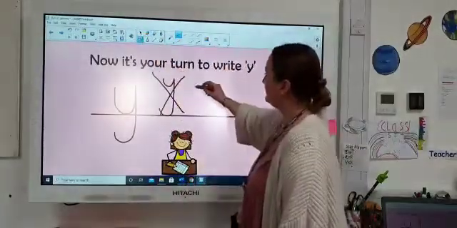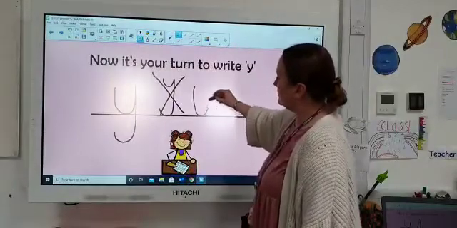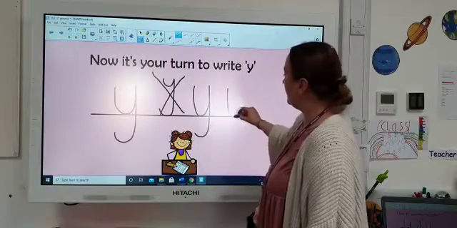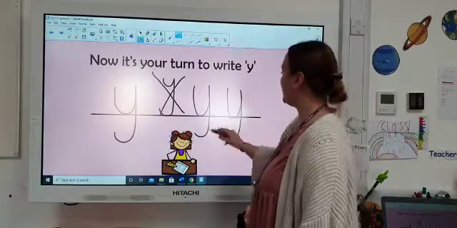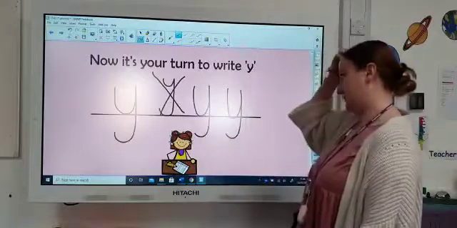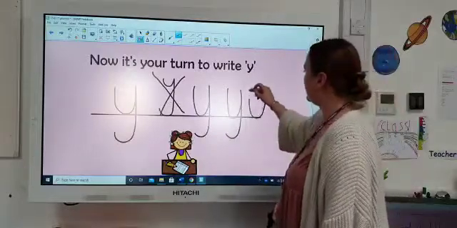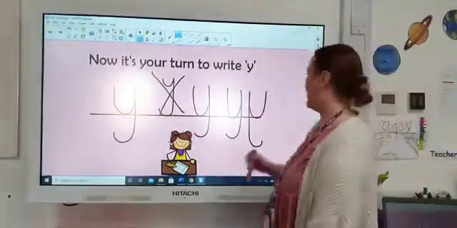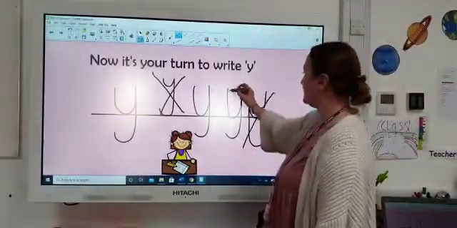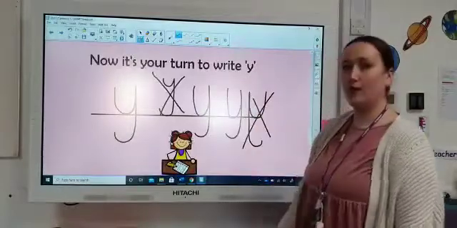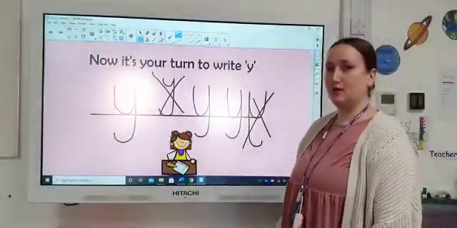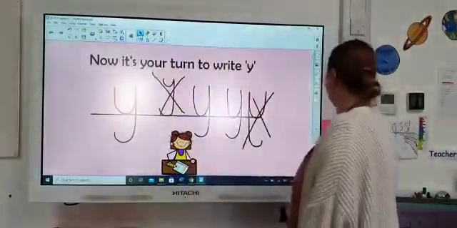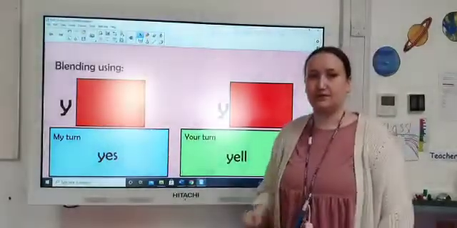It's like this. So it goes up, down, and around. So we've got that tail there going that way. Okay? Does that look right? No, that's not right. We don't want it like that. Okay? Just make sure the tail goes that way. Okay, so pause the video and have a little try. I want you to practice y for yourselves. Okay, and then we're going to blend using y.